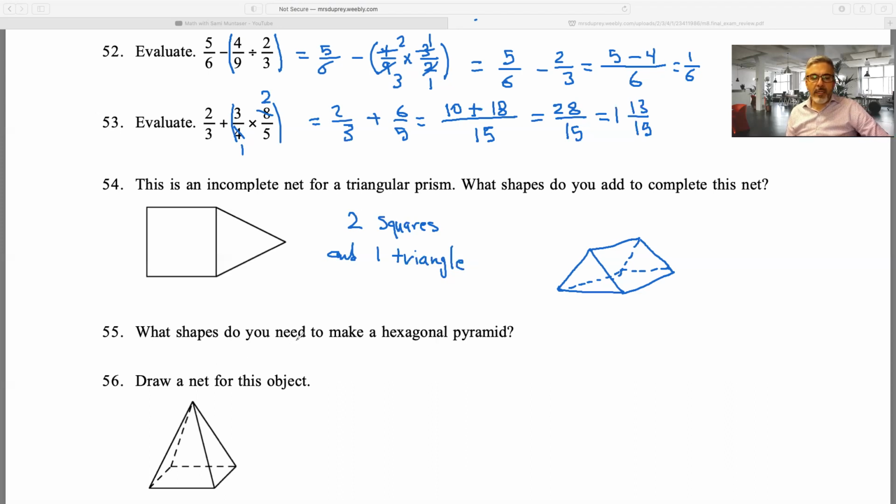What shape do you need to make a hexagonal pyramid? Well, hexa means 6, so therefore you need 6 triangles. And a hexagon. 1 hexagon.